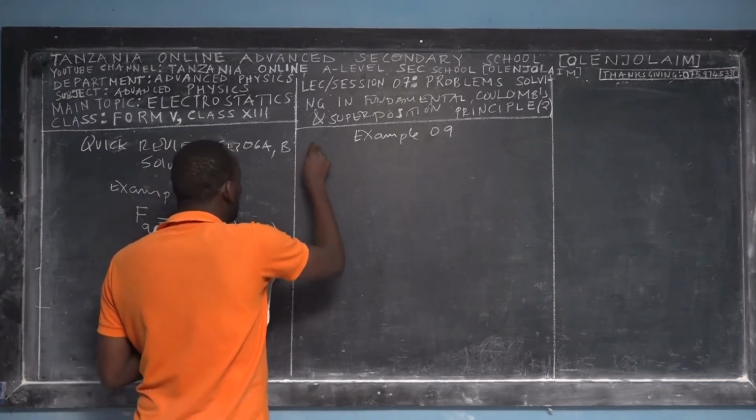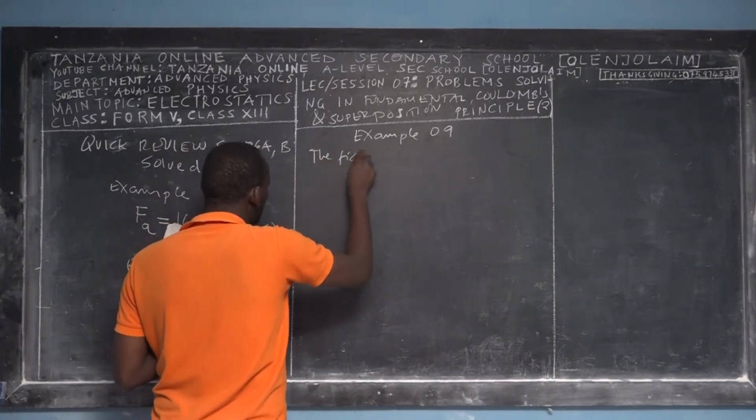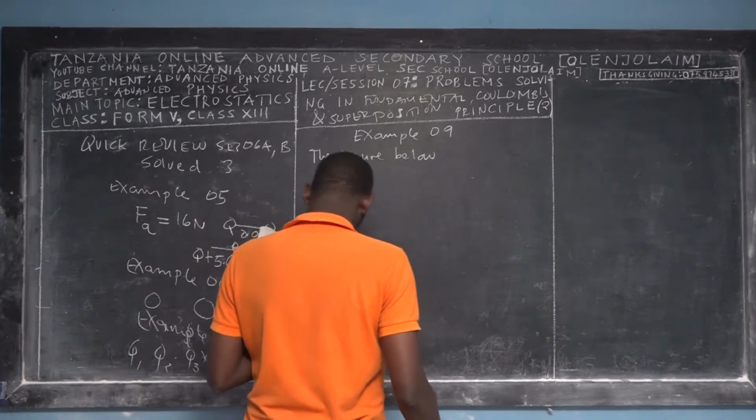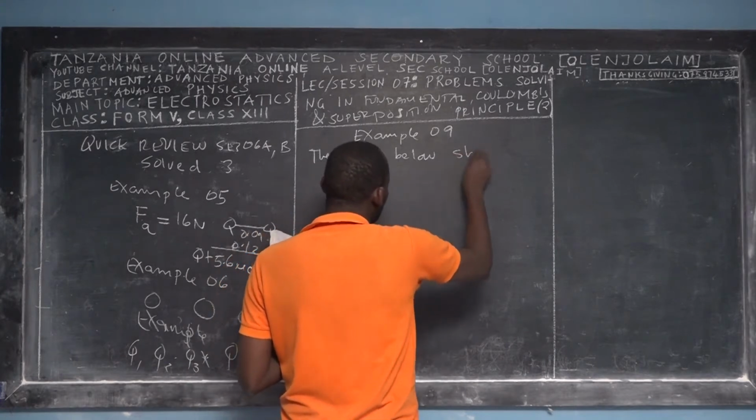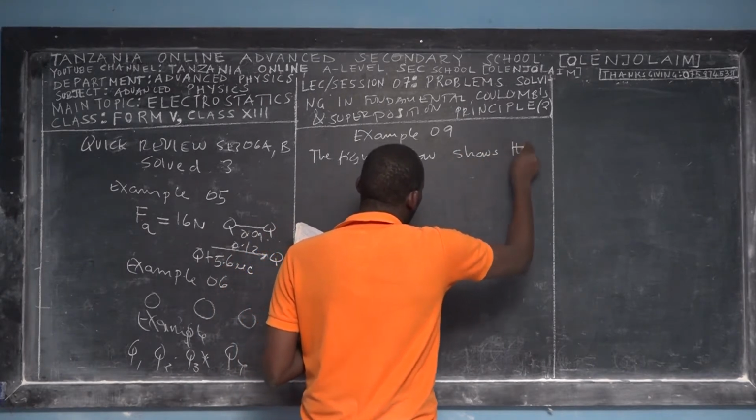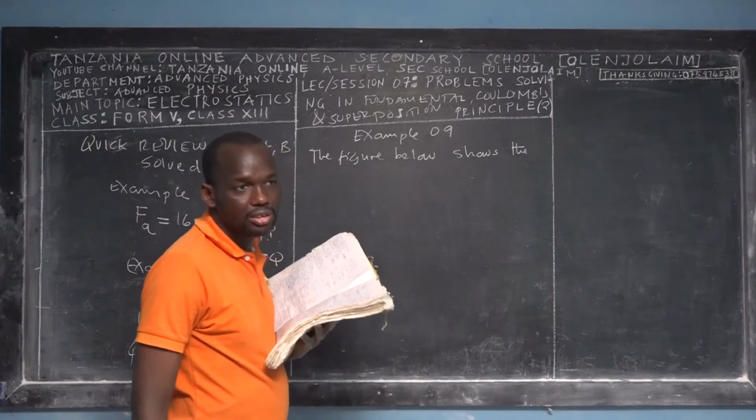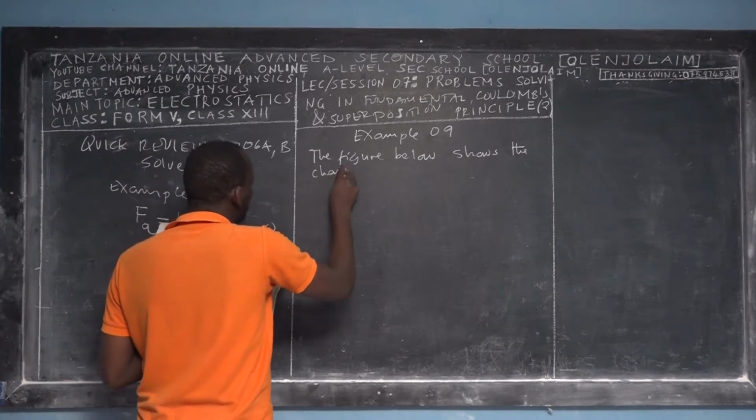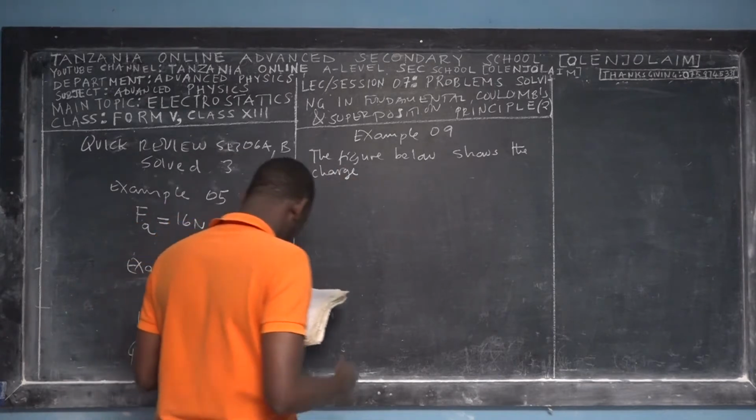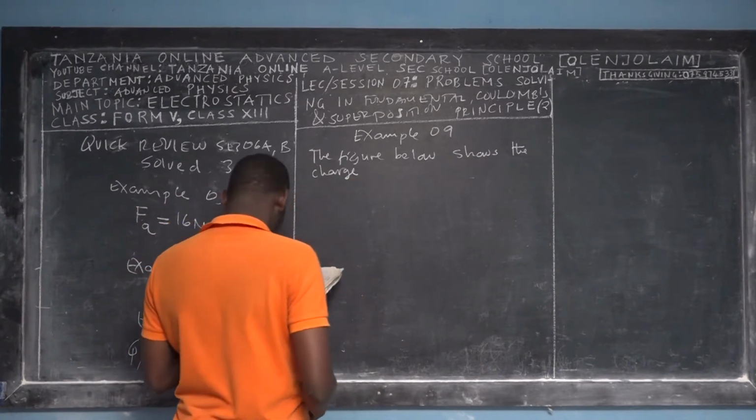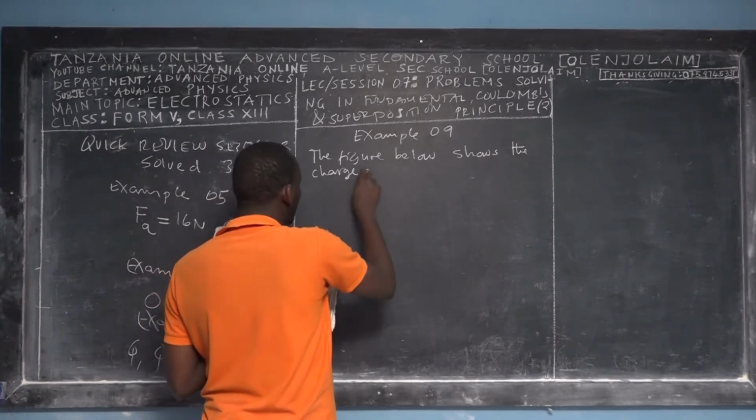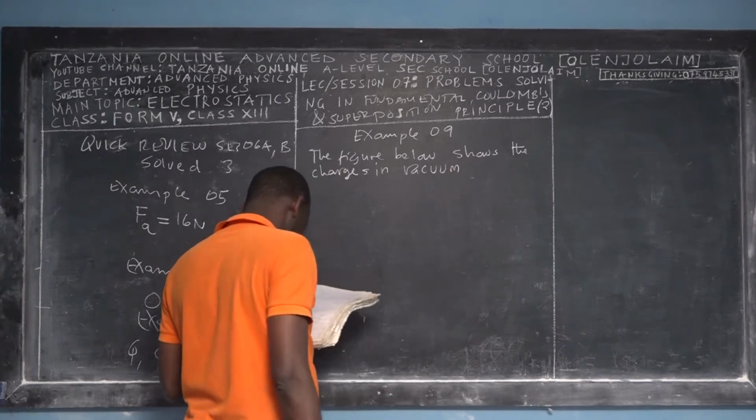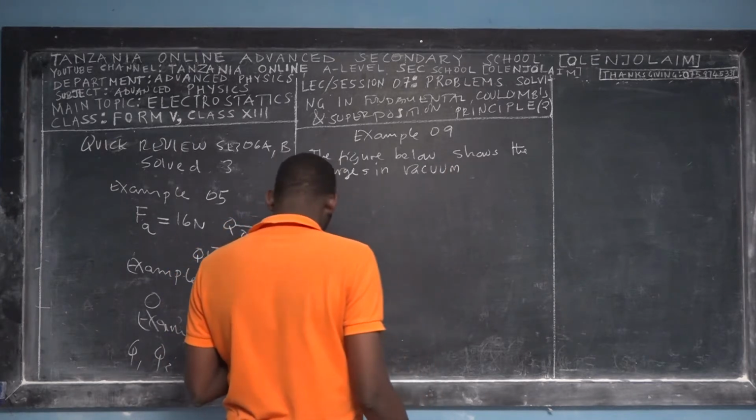The figure below shows the charges, the outer ones, in vacuum. Find the resultant force.